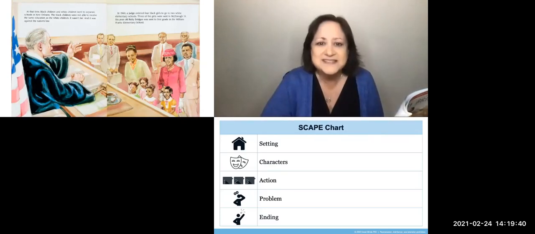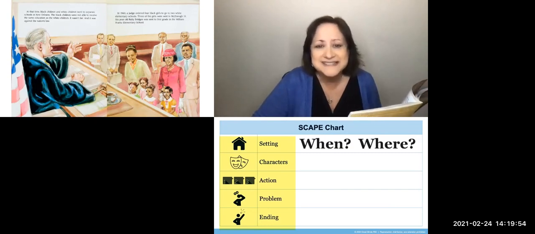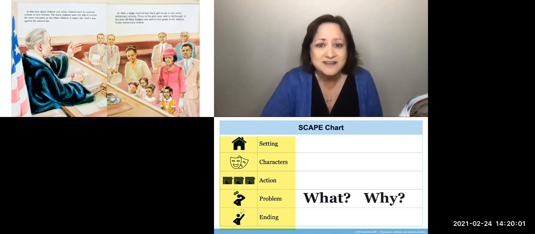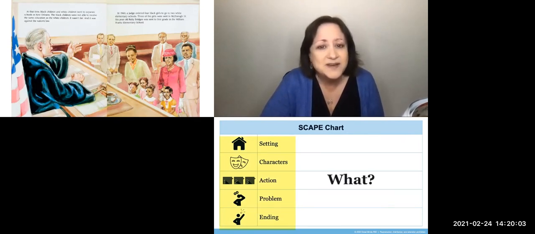I'm going to read this section of the text 2 times. The first time, I just want you to listen closely and listen for those story elements. Tune into when and where is this taking place? Who is there? What was the problem? Why were they there? And what was the action that someone took to help combat or attack that problem? Ready? Here we go.